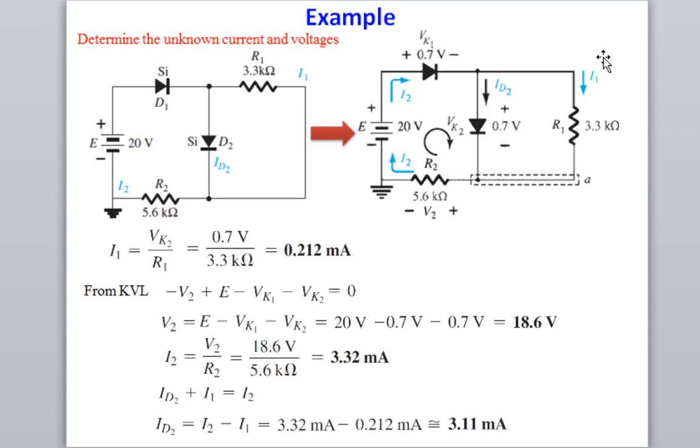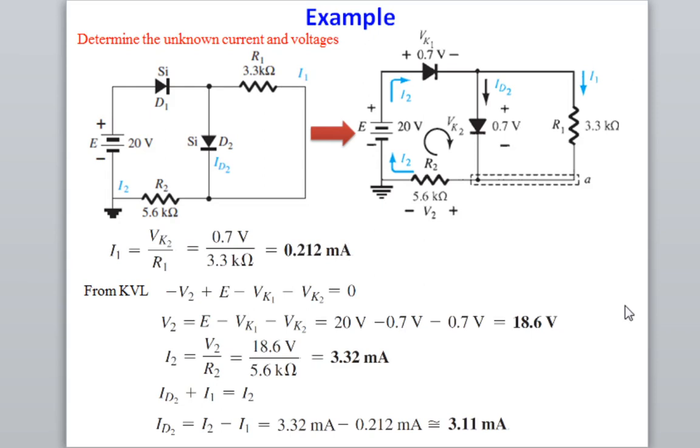So we can find the value of current, because the voltage across this resistance is 0.7 volt, exactly equal to the voltage drop across diode 2, that is 0.7 volt. That is why I have written I1 is equal to VK2 upon R1. So that is 0.7 divided by 3.3, that is 0.212 milliampere. I1 will be equal to 0.212 milliampere.